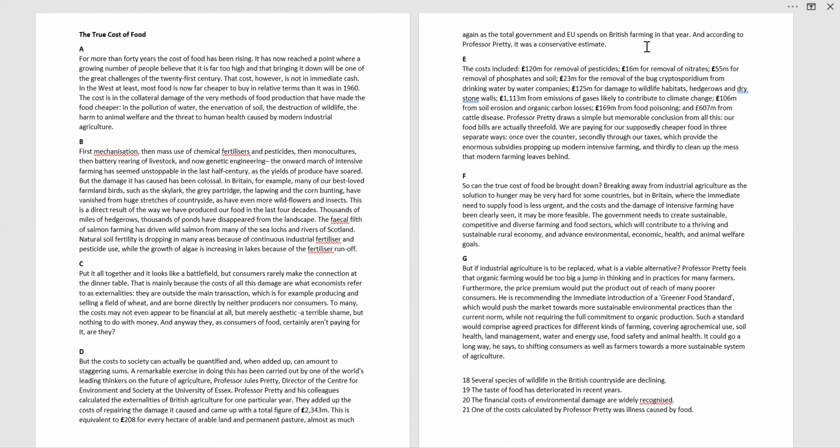Okay, for these ones, the 20th is not right, and the remaining three are right. So the 20th, I believe, needs to be no. The 20th says the financial cost of environmental damage is widely recognized, right? So where did you get this answer from, Achal? Ma'am, I wrote not given because it just includes the food and things. So I thought not given.